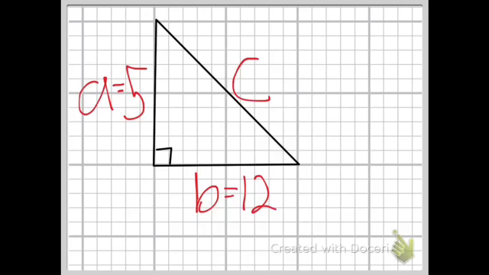You can use the Pythagorean theorem to find the length of the hypotenuse of a right triangle if you know the lengths of the triangle's other two sides, which we do. Put another way, if you know the lengths of A and B, you can find C. So to do so, we first write down the formula. The formula for the Pythagorean theorem is A squared plus B squared equals C squared.